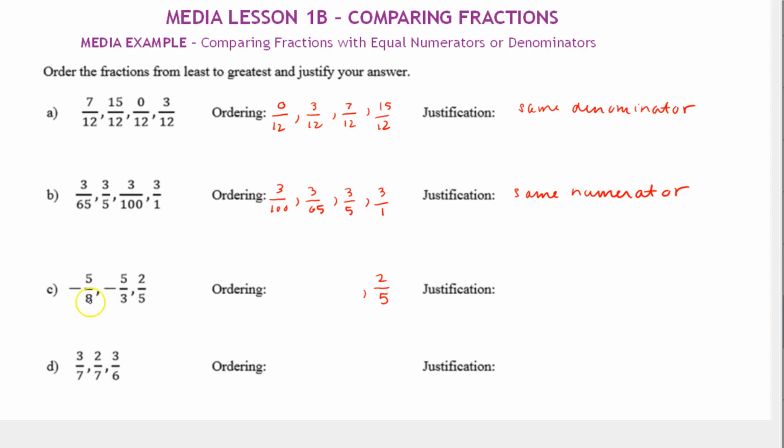Okay. Now I just need to order these two. Which one is the smallest and which one is the second smallest? Well, they have the same numerator. Notice that they're both negative, so that reverses the ordering of the positive numbers. Okay, so 5/3 is bigger than 5/8. So -5/3 is less than -5/8. So it's going to be -5/3, comma, -5/8, and then 2/5.